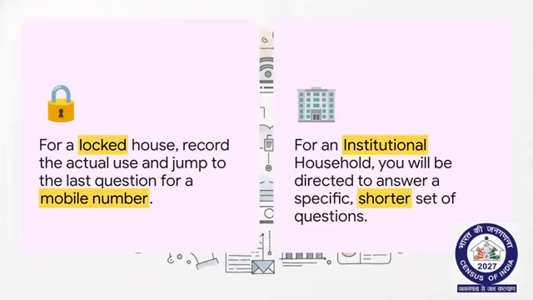Now, you really have to pay close attention to these two checkboxes. If a house is locked because the people who live there are away, you'll tick is locked, confirm it's a residence, and then bam, the app jumps you right to the question for a contact mobile number. But if you find an institutional household like a boarding house or an orphanage, ticking that box triggers a completely different, much more specialized set of questions.